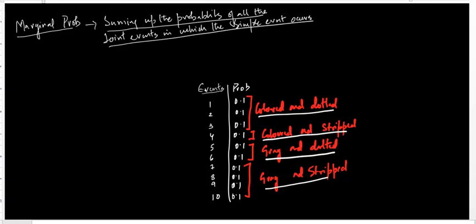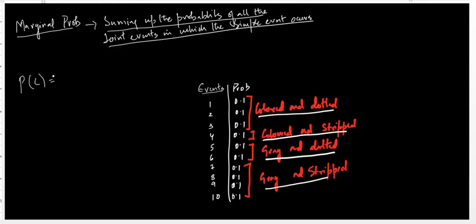Now let me explain the marginal probability with the help of an example, using the same example as we have used in the case of the conditional and the joint probability. Suppose I want to calculate the probability of a colored ball. So I have to sum up the joint probabilities in which this simple event occurs.